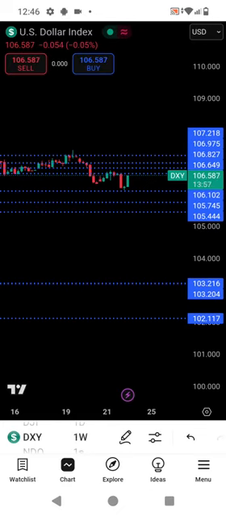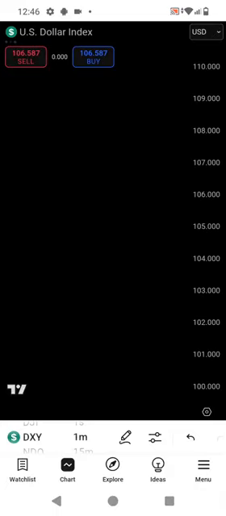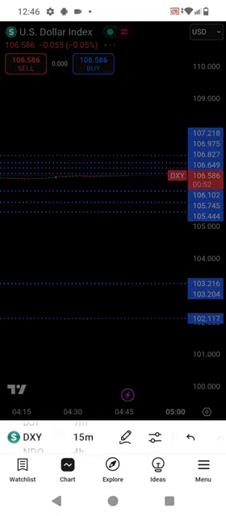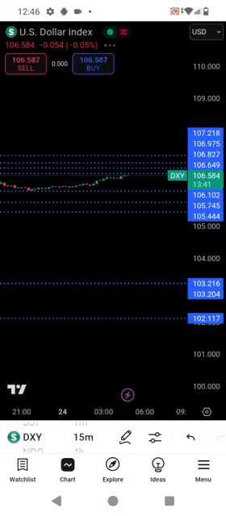But if it is going to try and push into the previous day high, then the best thing is to do the opposite. Okay, let me try to get this 15 minutes view of it.